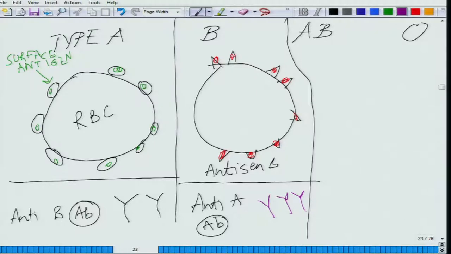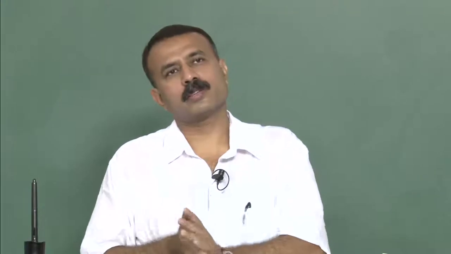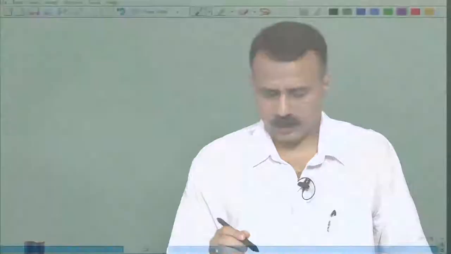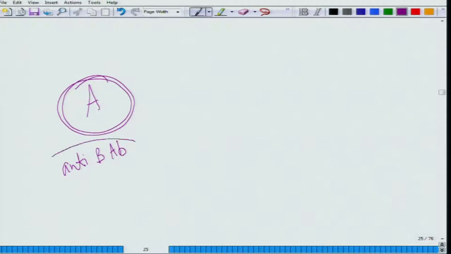So if a person who has blood group A donates blood to a person having blood group B, what will happen? As soon as they donate the blood, the anti-A antibodies will come and start to hit upon the RBCs which are coming from blood group A. So let me draw it for your understanding. For example, here is a person having blood group A, okay. This person has anti-B antibody in the plasma.